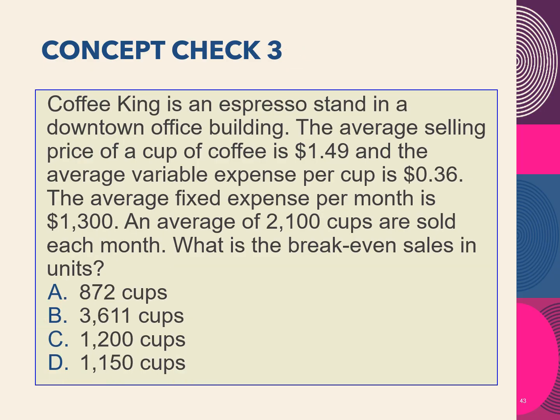Concept check number 3 is the same example from Coffee King. At this point, what is the break-even sales in units? Same information from previous slide.